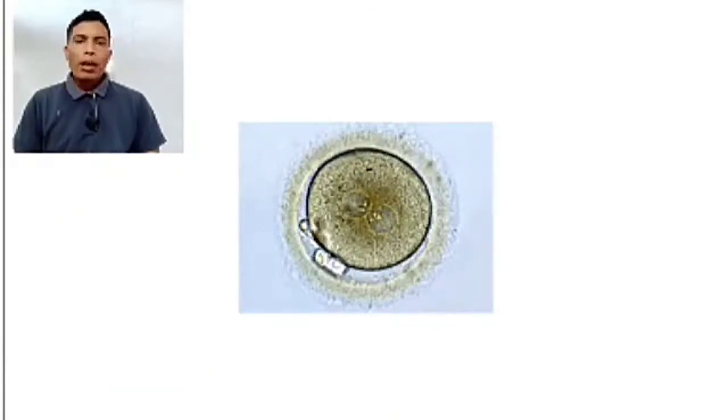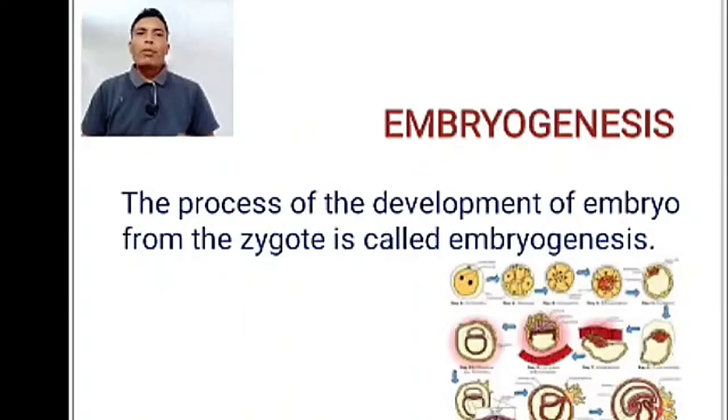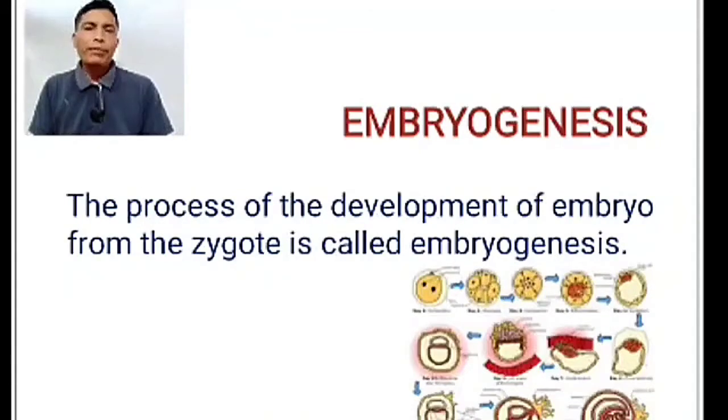Right? Now, after zygote formation, we have embryogenesis. The process of development of embryo from the zygote is called embryogenesis. If the organism is in haplontic life cycle, the zygote will undergo meiosis and spores will be formed. Spores will undergo mitotic division and develop as embryo. Right? So, if the organisms are having the diplontic life cycle, the zygote will undergo mitosis and the embryos will be developed. Understood?